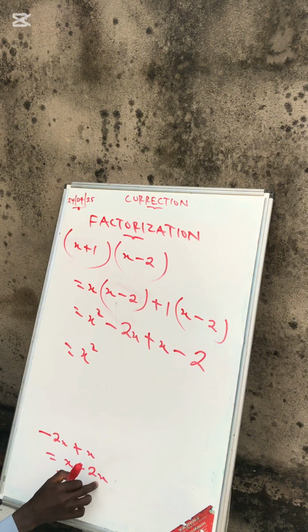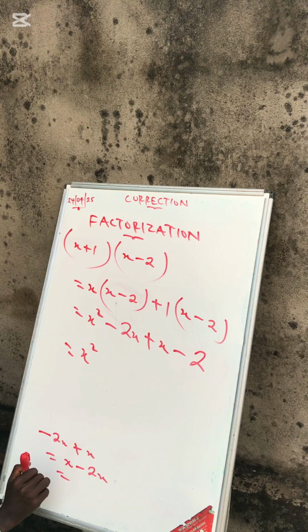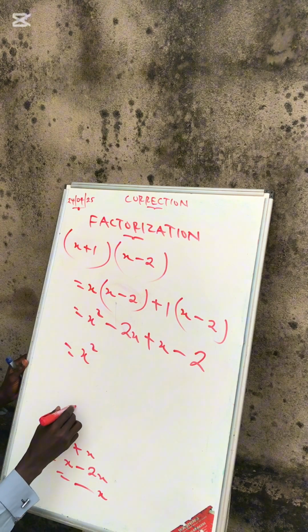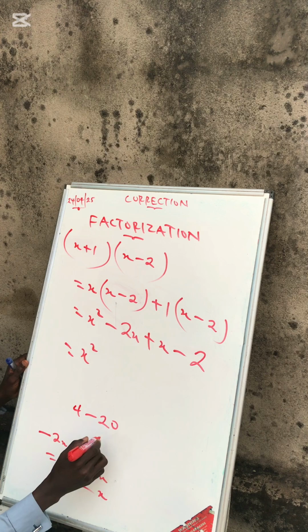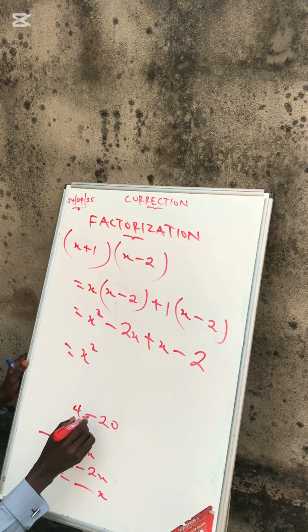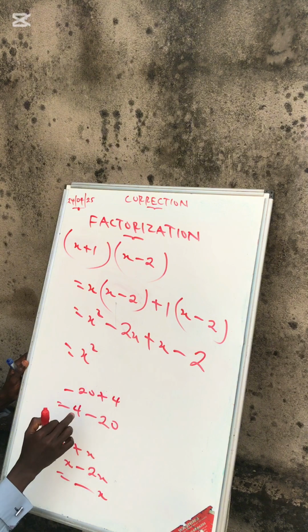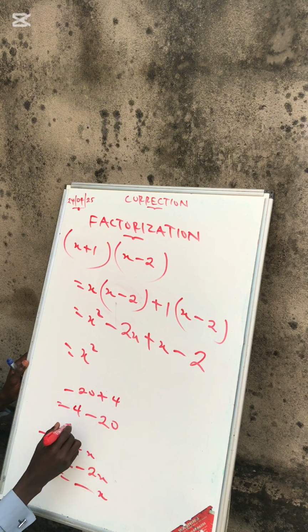Now you ask yourself, can you remove 2x from 1x? No. That means your answer will be negative. And you say 2x minus x is 1x. That will be minus 1x. So if I say minus 20 plus 4, you rewrite it. Write the positive first: plus 4 minus 20.